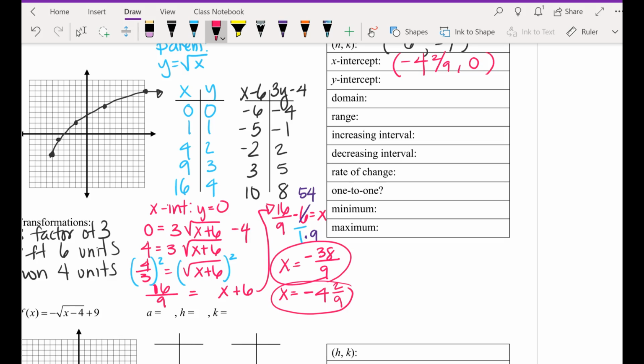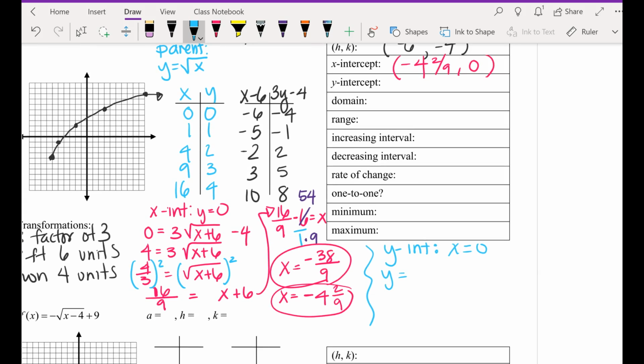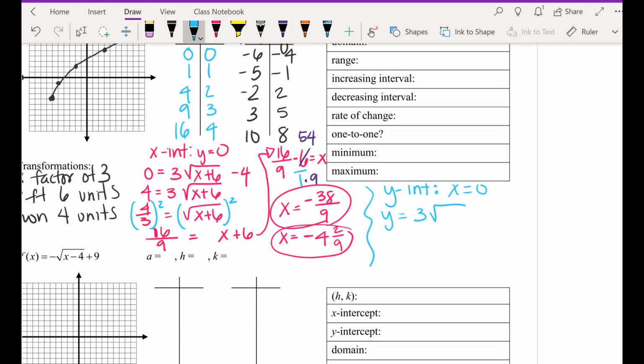Now, based on our graph, do you think we're going to have a y-intercept? Yes. Can I eyeball that y-intercept? No. So we're going to do the same thing for the y-intercept. I believe the y-intercept is slightly easier. Y-intercept is when x equals 0. So that means y equals, let me see the equation, 3 times 0 plus 6 is pretty much what? 6, minus 4 on the outside.